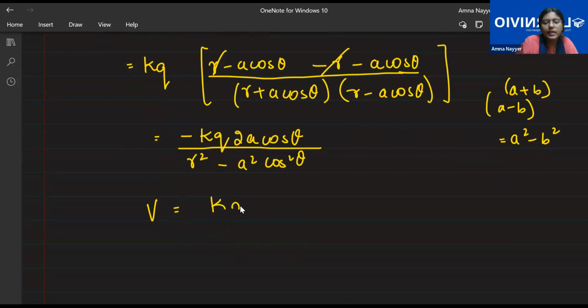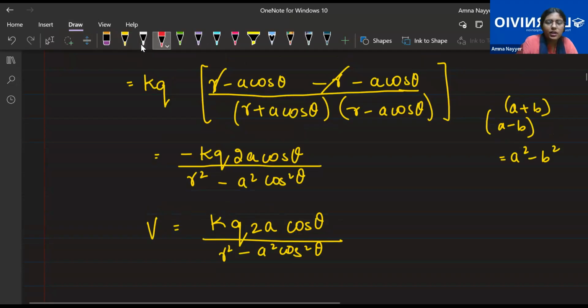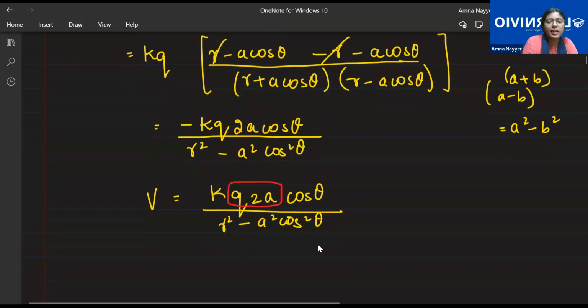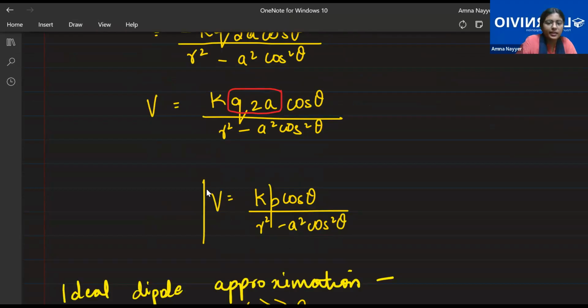So see, it will be K Q 2A cos theta divided by R square minus A square cos square theta. Plus, what is this? Q into 2A? P. Dipole. Very good. Yes, dipole moment P. So finally, the formula comes out to be K P cos theta by R square minus A square cos square theta.